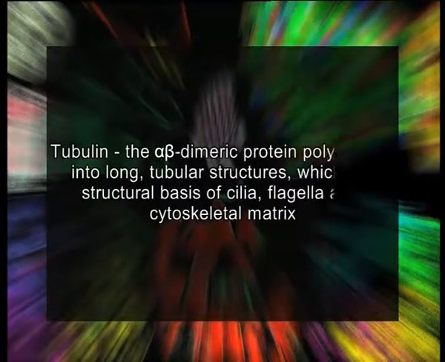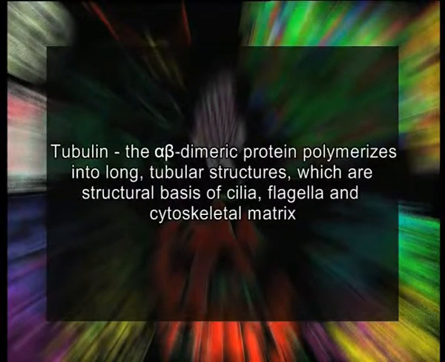One such protein is tubulin, the alpha beta dimeric protein that polymerizes into long tubular structures, which are the structural bases of cilia, flagella and the cytoskeletal matrix. The microtubule subunits formed may be viewed as consisting of 13 parallel filaments arising from end-to-end aggregation of the tubulin dimers.